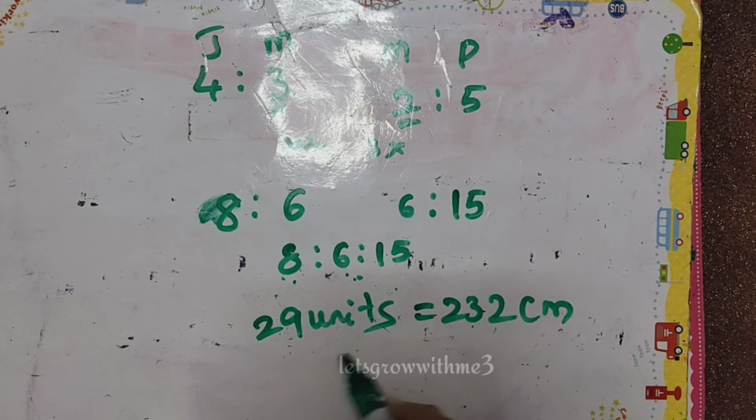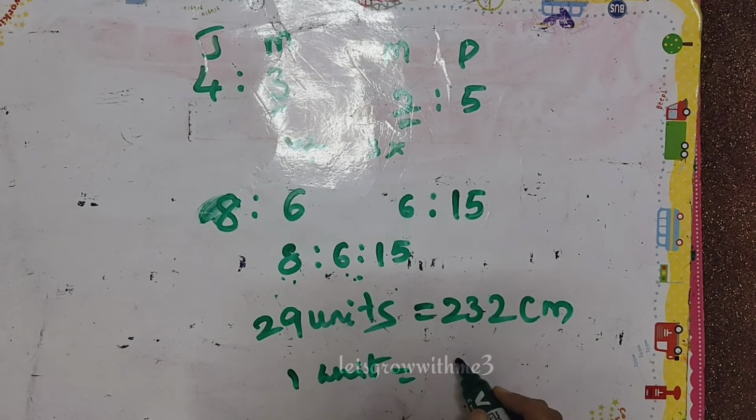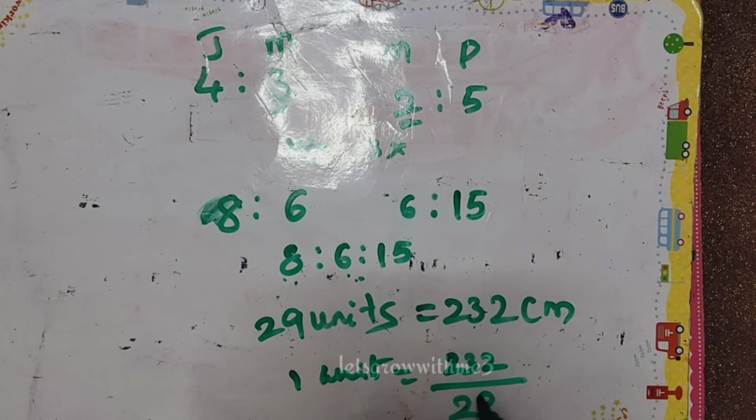So 29 units is equal to 232 centimeters. If 29 units is equal to 232 centimeters, then 1 unit is equal to how much? 232 centimeters over 29, which is equal to 8 centimeters. So now we got 1 unit value as 8 centimeters.